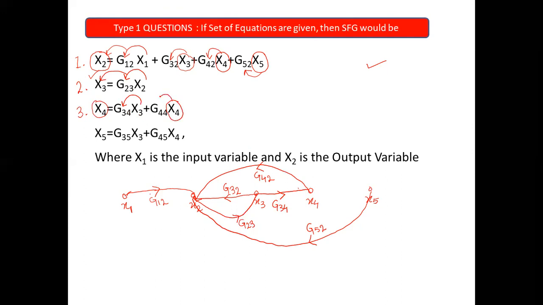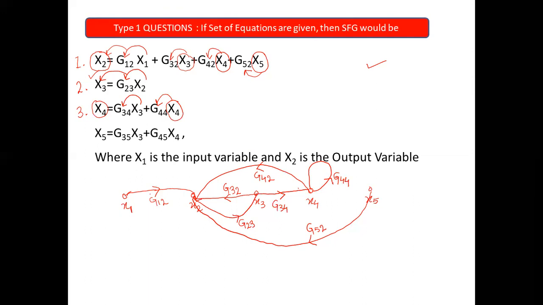Okay, and this x4 is getting multiplied by G44 and we are obtaining x4. So it means a signal is starting from x4 and it is going to x4 again, and the gain over here is G44.